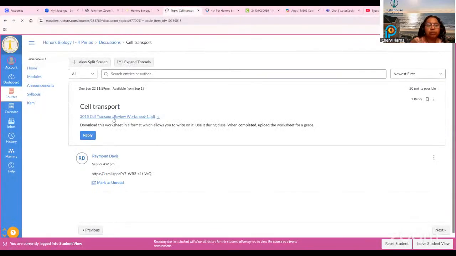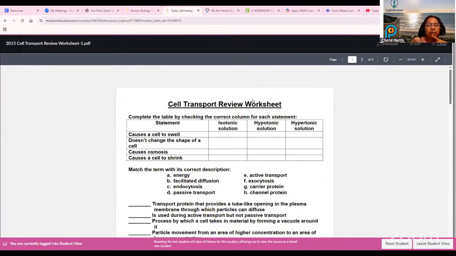Inside your module, you have cell transport. Open that up. All right, so you see the table at the top? That is directly related to the pictures you just drew. You drew a picture with isotonic, hypotonic, and hypertonic. And all you have to do is put a check mark in the column that describes each one. So I'm going to do this with you.